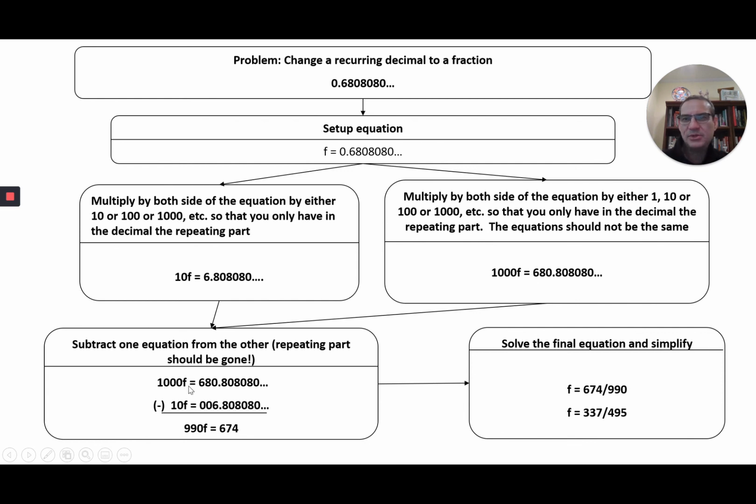So I have 1,000f equals 680.808080, and then this equation minus 10f equals 6.808080. I added those 0s here so the dots align with each other. You really don't need those. Then we subtract: 990f equals 674, and then I solve the final equation and I simplify. Okay, and this is the last problem.